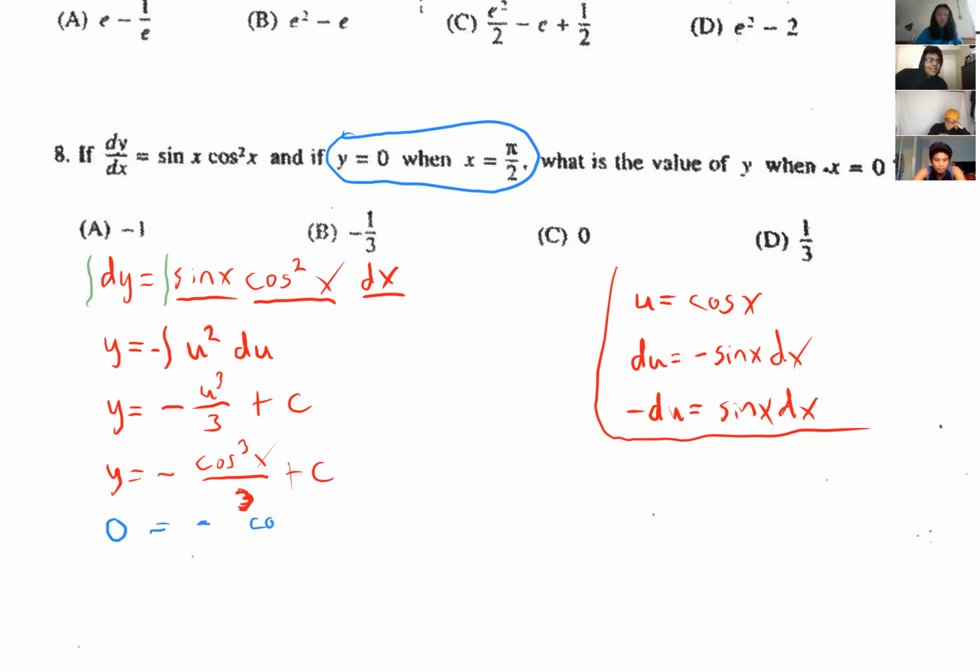So I'm going to write it like this. Cosine of pi over 2, that whole thing is going to get cubed over 3 plus c. So cosine of pi over 2, that would be 0. So this is just negative 0 over anything, it's just 0. So c equals 0. So if c equals 0, I can plug this in here, my c just goes away.